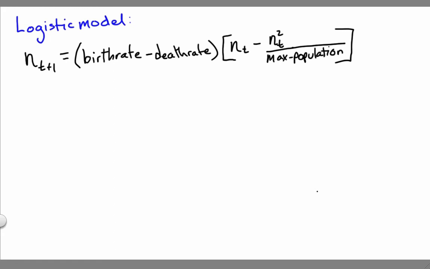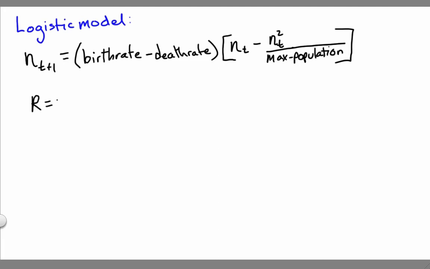Now let's turn to exploring the dynamics of the logistic model. So you might remember that N sub t+1 is the population at time t+1, and that was equal to the birth rate minus the death rate times the population at time t, minus the number of individuals who die due to overcrowding, which is the population at time t squared divided by the maximum population, or the carrying capacity. I'm going to start by writing this in a simpler format.